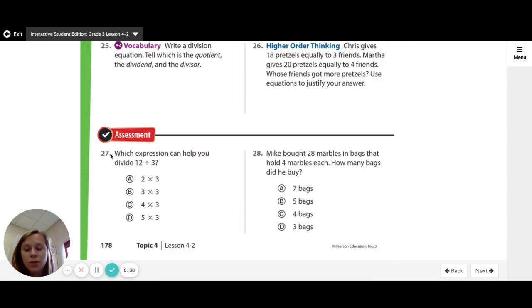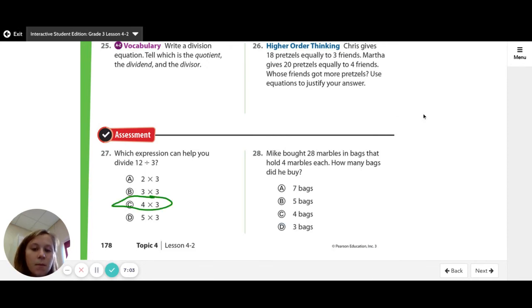On the next page, we're just going to do number 27 and 28. So which expression can help you divide 12 divided by 3? So I can think about 3 times something is 12. So it's 2 times, we know 2 times 3 is 6, so that one wouldn't work. 3 times 3 is 9, that wouldn't work. 4 times 3 is 12, so that would be the correct answer. Then to make sure, we can check D. 5 times 3 is 15, so I know C will be the correct answer.